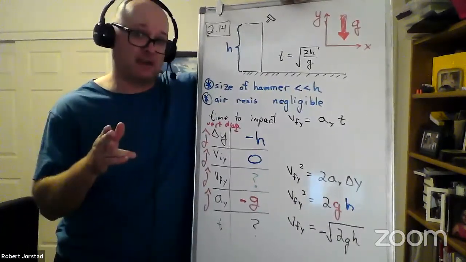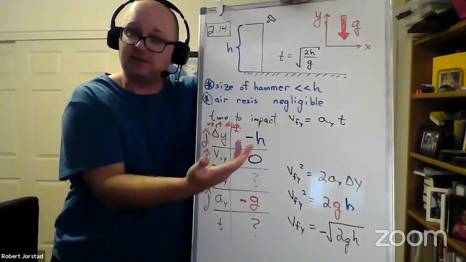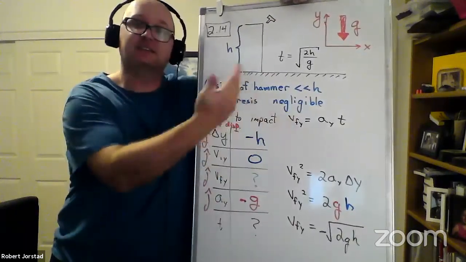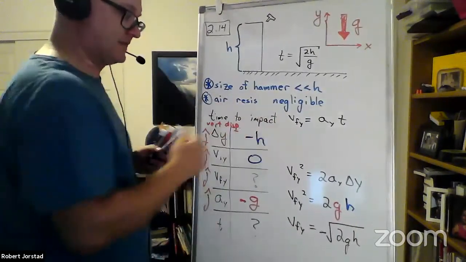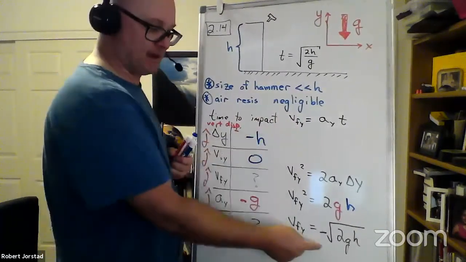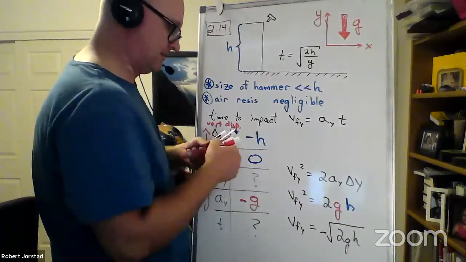Here's another way. How could we check our answer? This is the third equation that we haven't used yet. We can now use this to double check our other two answers and make sure they make sense. Well, we have said over here, we expect this to be negative square root of 2GH, right? Well, let's take a look.